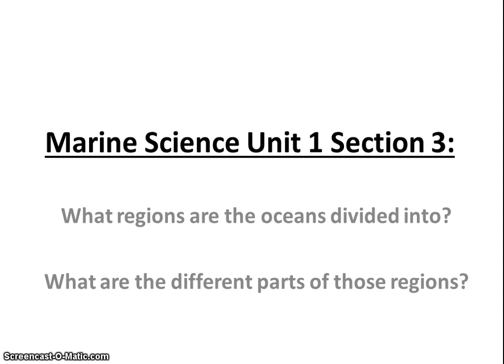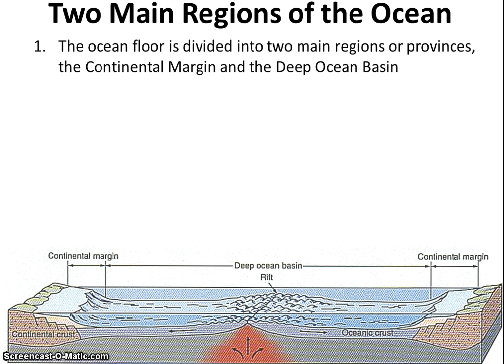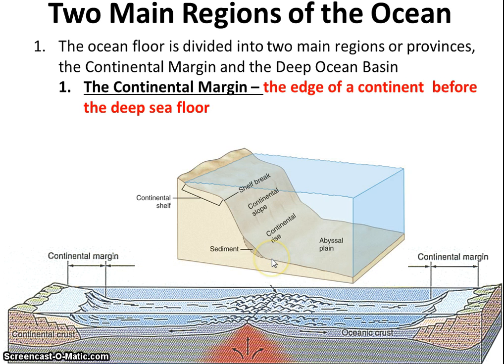I just want to talk to you guys about how marine scientists divide up the ocean and what different areas of the ocean are called. It's not going to take very long, so here we go. There's two basic areas of the ocean. There's the areas that are closest to the continents, and those are known as continental margins, and the areas that are in the middle of the ocean, not close to continents, and those are called the deep ocean basin.